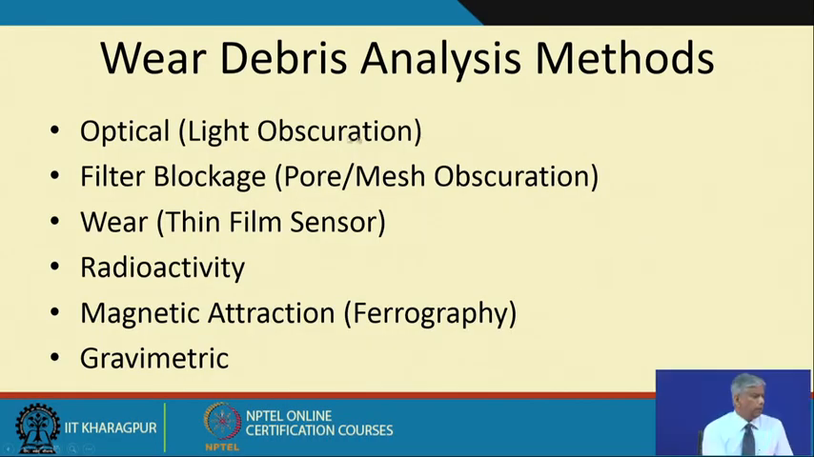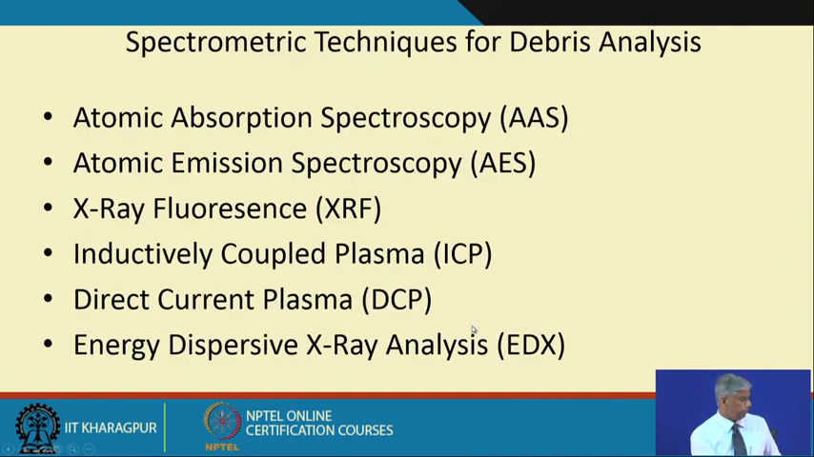So, some of the wear debris analysis methods are optical or filter blockage. Of course, there are also thin film sensors used to monitor the wear. Radioactivity is also being used, and magnetic attraction, because it is ferrography. Okay. Some of the spectrometric techniques used for debris analysis, I just mentioned to you: atomic absorption spectroscopy, atomic emission spectroscopy, XRF, XRD, ICP, DCP and EDX.